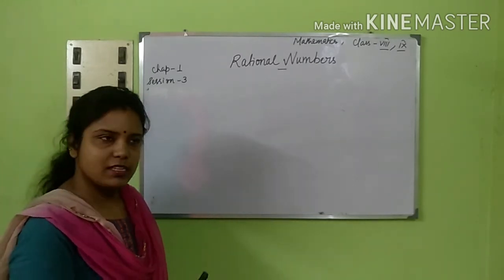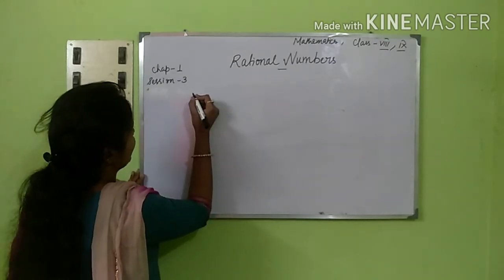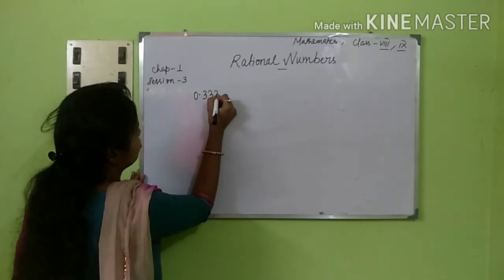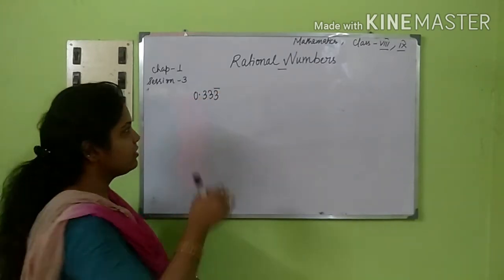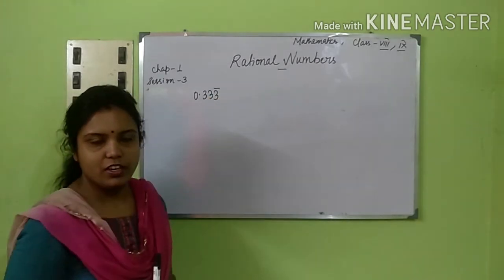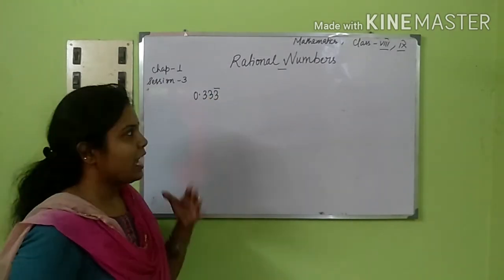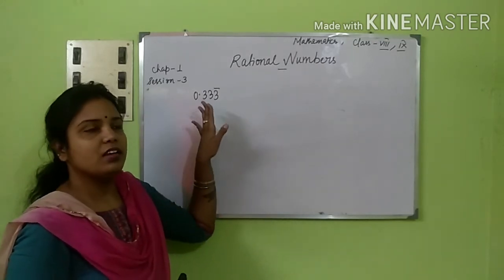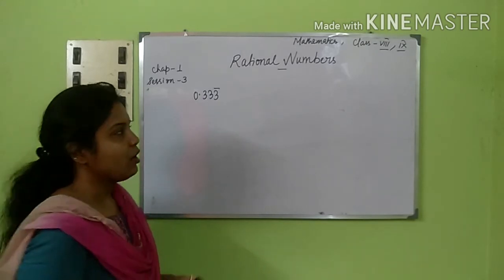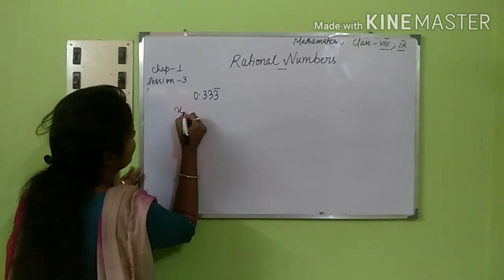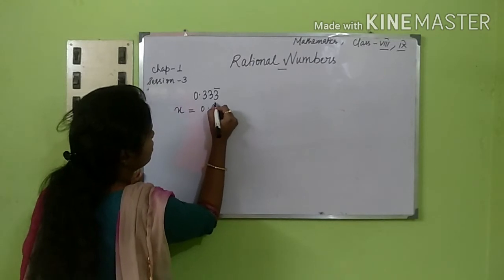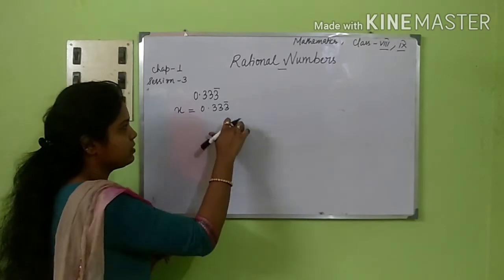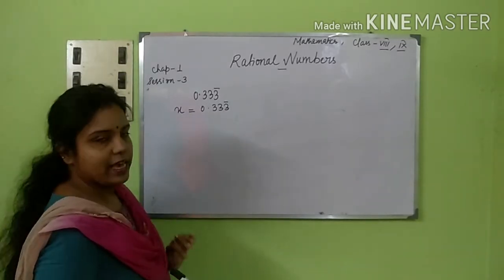Now let's take an example, suppose 0.333 and there is a bar over here. That means this particular 3 is repeating itself. You might know the answer for this. Anyway, the method of finding a rational number from a decimal is this: you have to consider this particular number, 0.3 bar, as x.